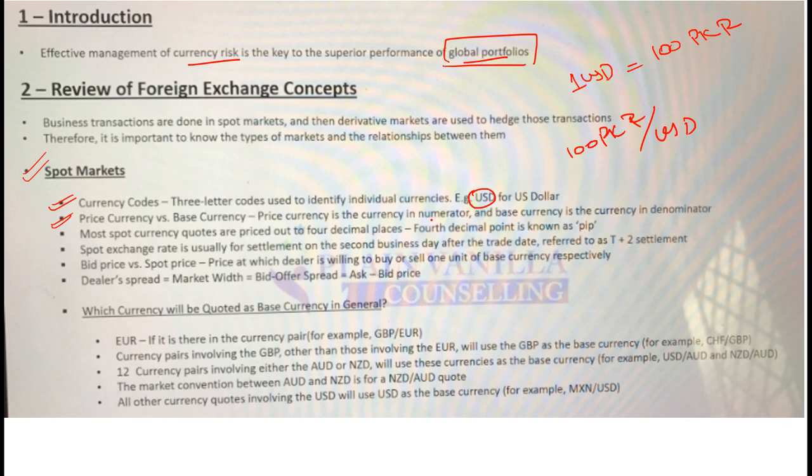So there is a price currency and there is a base currency. Price currency is the currency in the numerator, and base currency is the currency in the denominator. So whenever we are looking at buying or selling, we are usually looking at it from the perspective of base currency. Most spot currency codes are priced out to 4 decimal places. Spot exchange rate is usually for settlement on the second business day. So this is important. Remember that spot exchange rate is usually settled on a T plus 2 basis, that is, the second business day after the trade date.